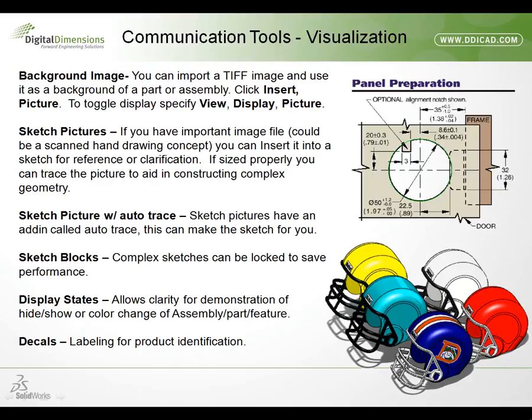And finally, decals can be added to your parts for labeling and product identification. So for example, if you have stickers or decals or silkscreen labels that you put onto your parts, you can drop in a raster image onto your part file to show that. And with that, let's go into SOLIDWORKS to take a look at some of this.